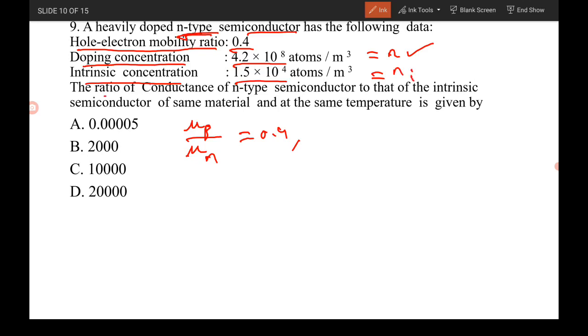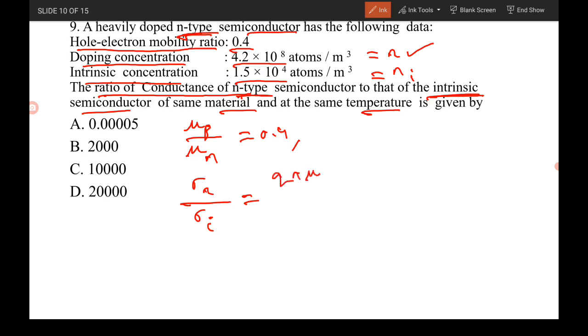What we need to find? We need to find the ratio of conductance of N type, that is represented by sigma of N, divided by the intrinsic conductance, sigma of I. Okay, the ratio of conductance of N type and that of the intrinsic semiconductor of the same material at the same temperature.